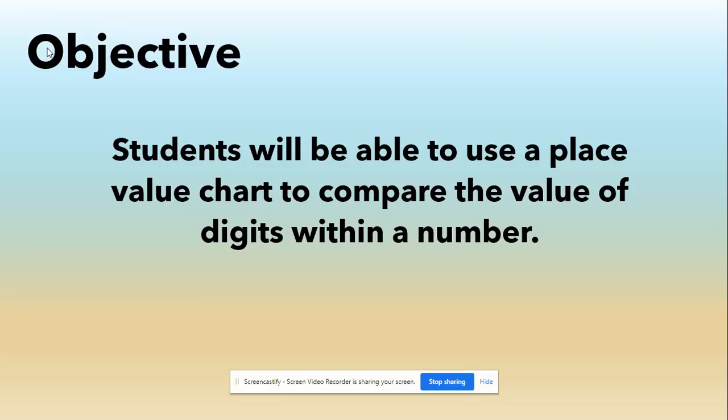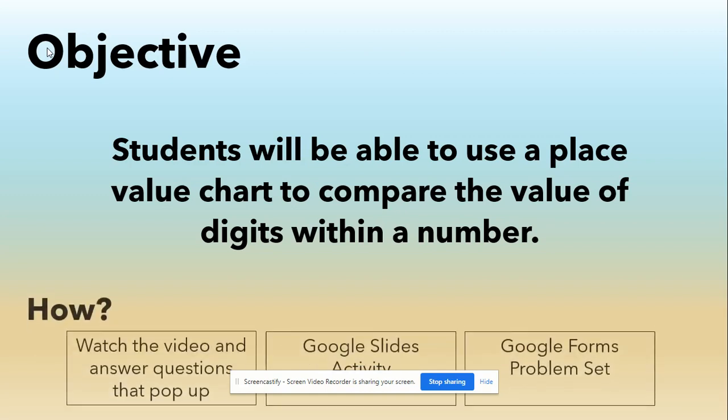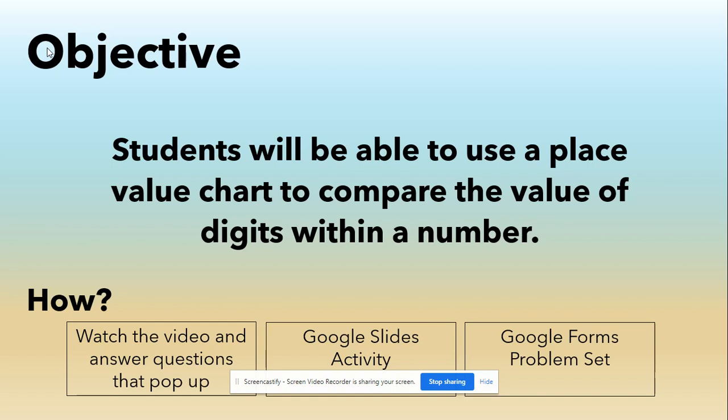Dojo. Today's objective is students will be able to use a place value chart to compare the value of digits within a number. We'll be doing that by watching the video and answering questions that pop up, doing an activity on Google Slides, and completing a problem set on Google Forms. This video will have questions that pop up, and we're able as teachers to see your responses. You can rewatch any portion of this video, but you can't skip ahead.